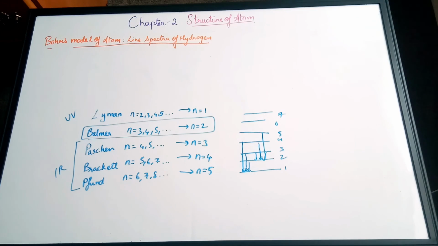With this we finish Bohr's model for the line spectra of hydrogen. If you haven't understood the basics, you have to check out the initial concept of atomic spectra and the discussion on the line spectra of hydrogen, because that will help you better. In the next video, I believe we will be discussing the limitations of Bohr's atomic model.